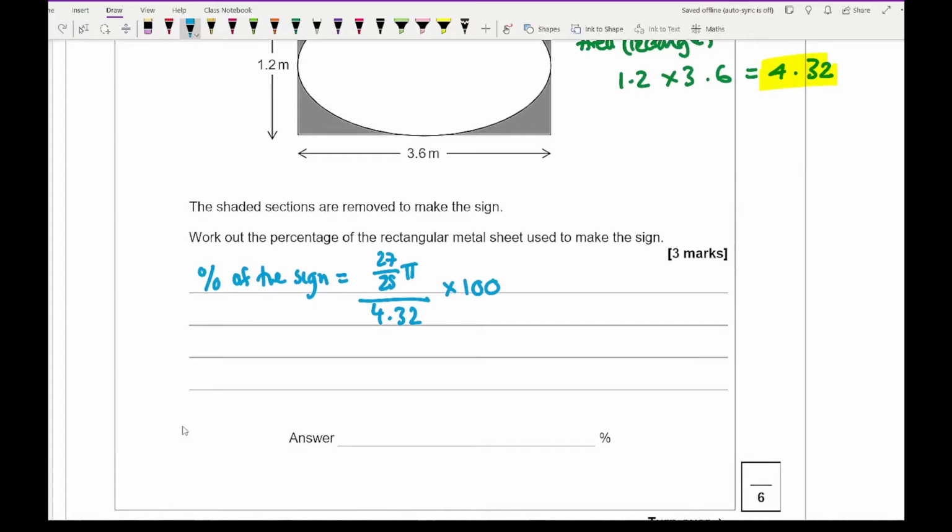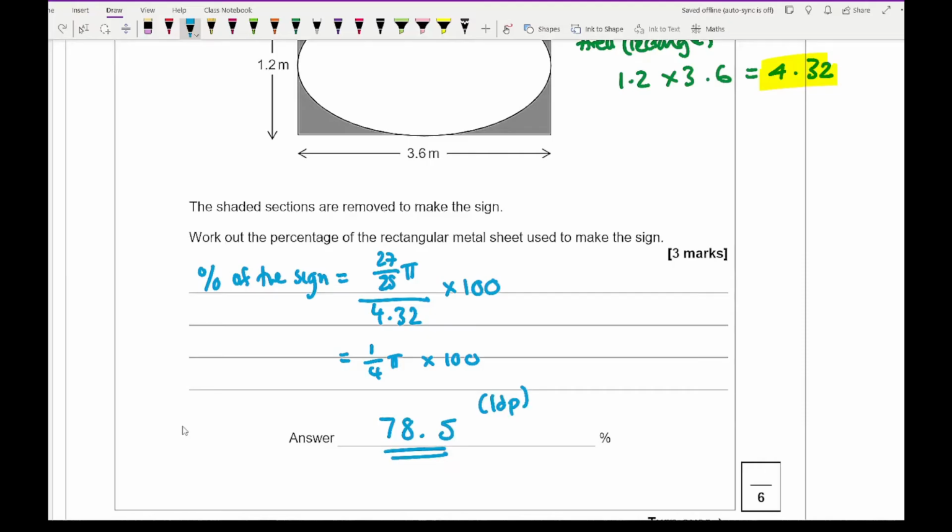So now remember I'm using the exact values. If you've rounded at any stage, then you should still get the correct answer. And so I get 1/4 pi. And then I want to multiply that by 100. And I get an answer of 78.5, and that's to 1 decimal place.